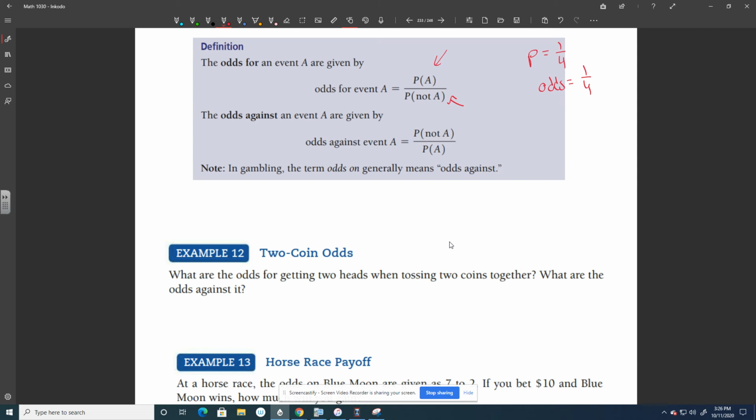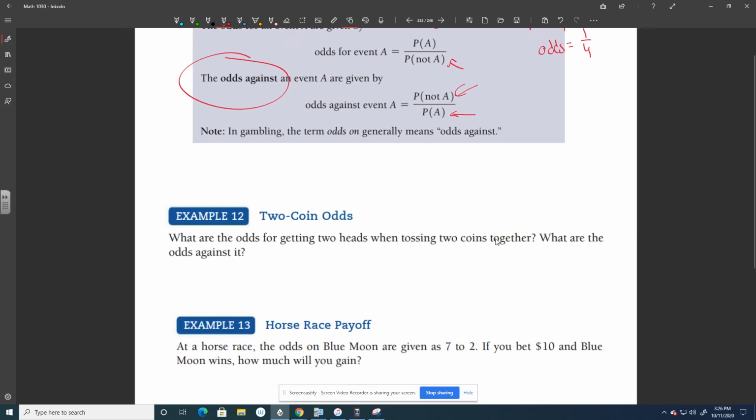The odds against an event are given by the probability of it not happening on top over the probability of it happening on the bottom. Now, in gambling, I love that this class lets us talk about gambling. When they say the term odds on, that generally means this one, the odds against. That usually means the odds against something happening.